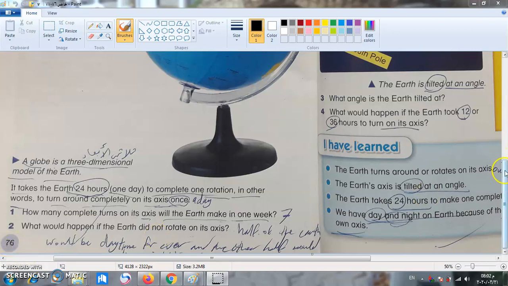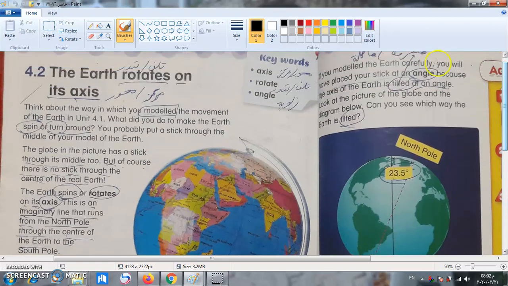Open your book, all of you, page 76, okay? Our lesson today is about how the earth rotates on its axis. الأرض تدور حول محورها, okay?